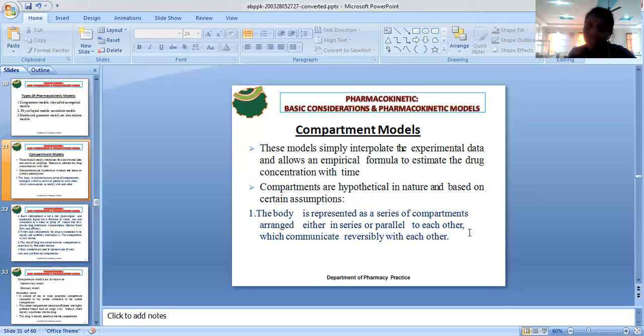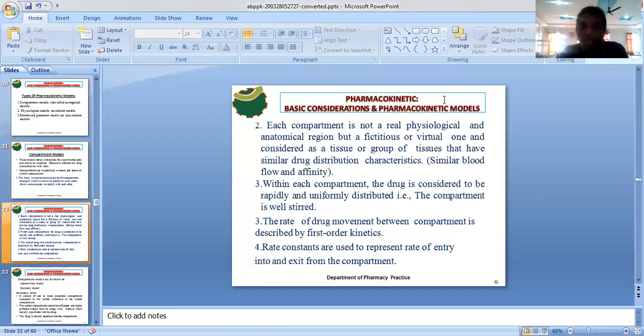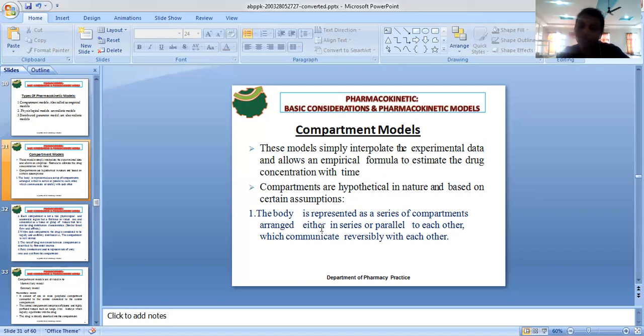And here, one thing is that each and every compartment is well communicated with each other reversibly. If a central compartment is there, that compartment will be joined with the other compartments. One compartment will be well communicated reversibly with each other. The first assumption is that the body is composed of a number of compartments, whether arranged in series or in parallel. The only thing is that reversible communication with each other can take place.